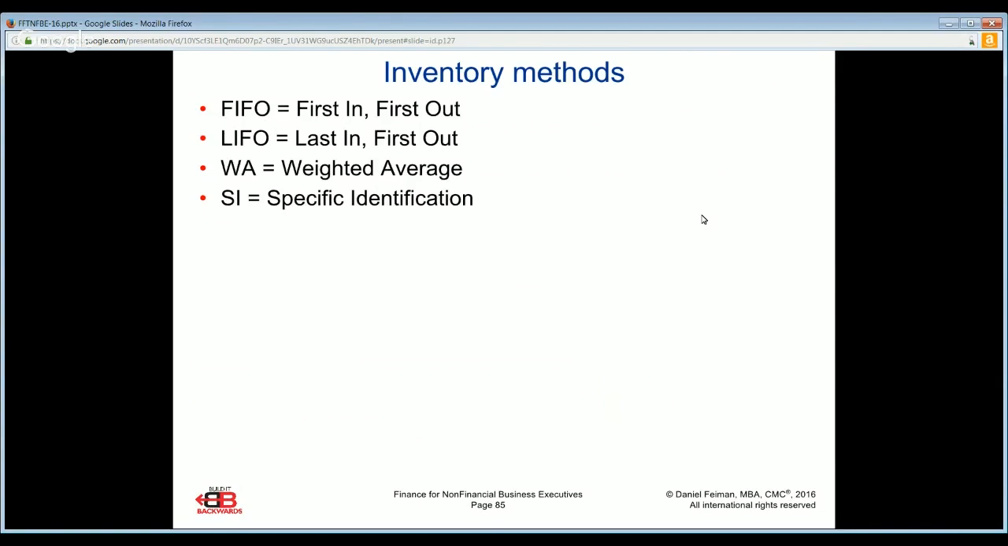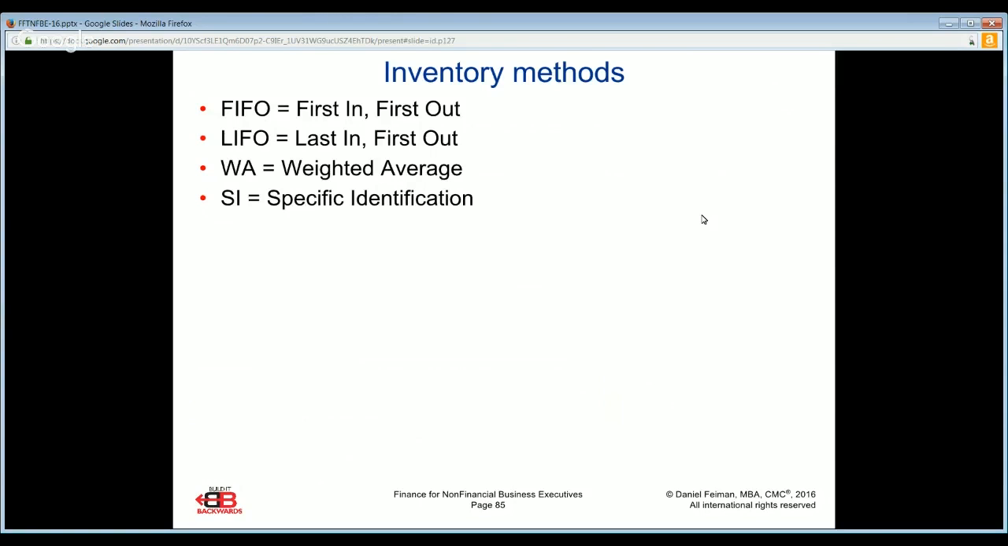It's pretty straightforward. The first item you buy is the first item you sell. The first item you create is the first item that you put out the door. Many organizations do that. If you walk into a convenience store, you're thirsty, you go over to the refrigerator cabinet, you open up the door, you take out a bottle of juice, the next one slides down. That's first in, first out. Probably the most common way to look at inventory.